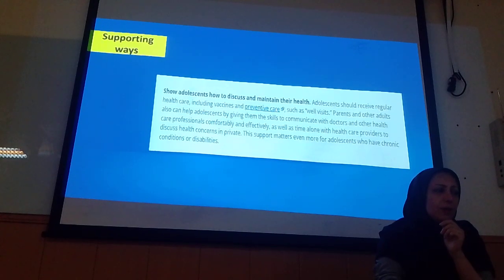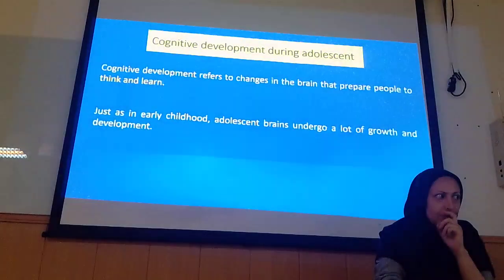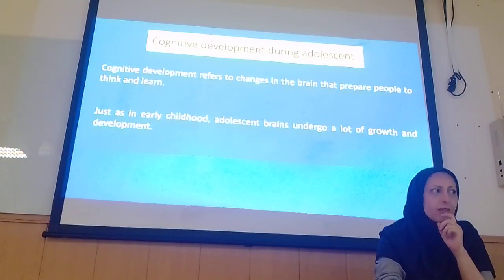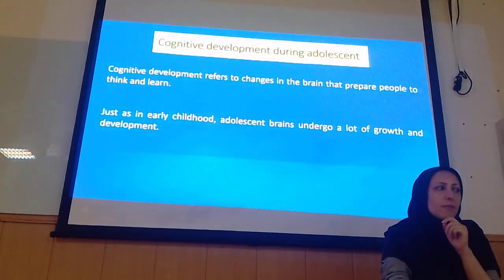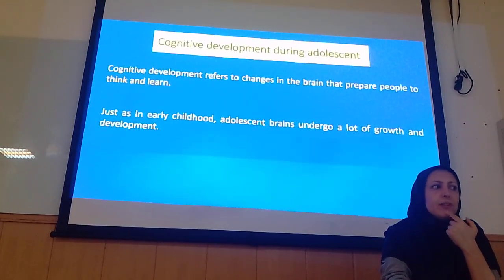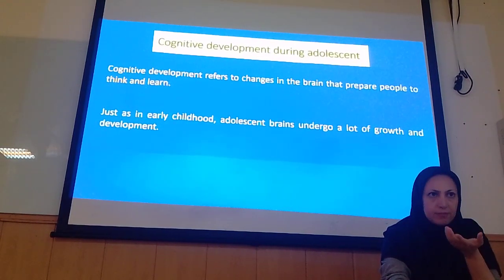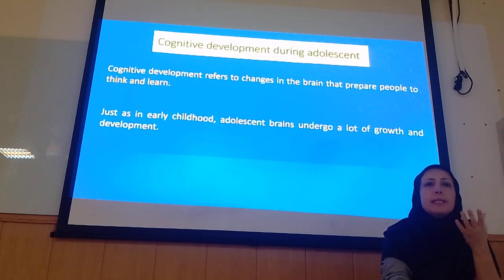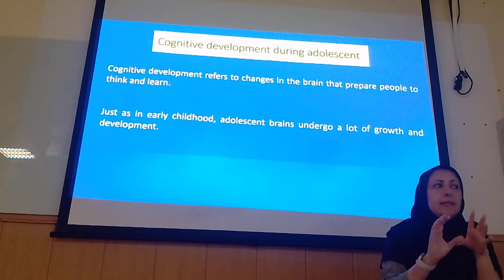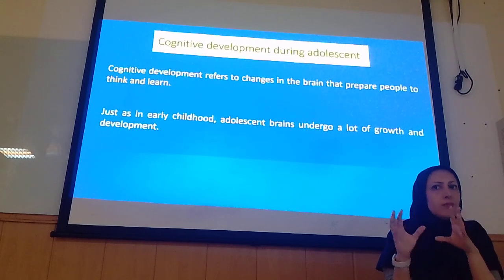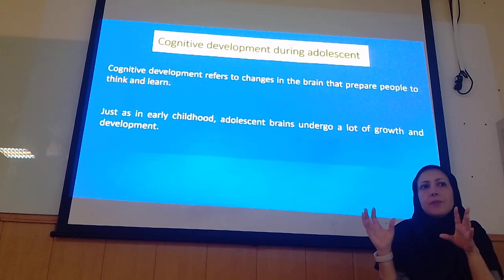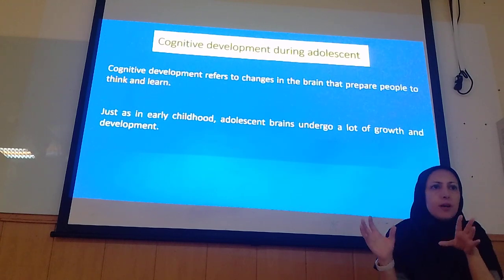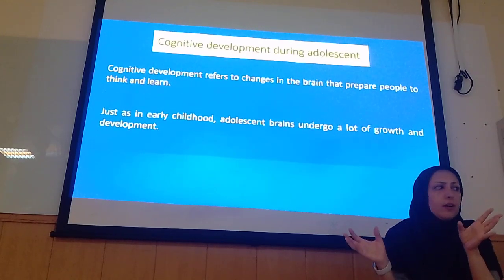Okay, we want to talk about another development: cognitive development during adolescence. Cognitive development refers to a change in the brain that prepares people to think and learn. And this cognitive development occurs in the adolescence phase of our life.